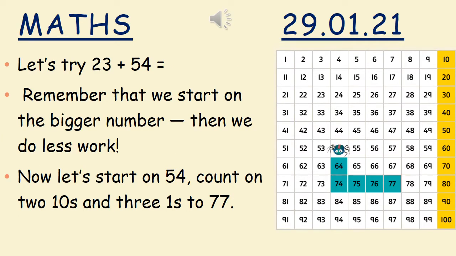Let's try 23 plus 54 equals. Remember that we start on the bigger number, then we do less work. Now, let's start on 54. My spider is on 54. Count on 2 tens and 3 ones to 77.